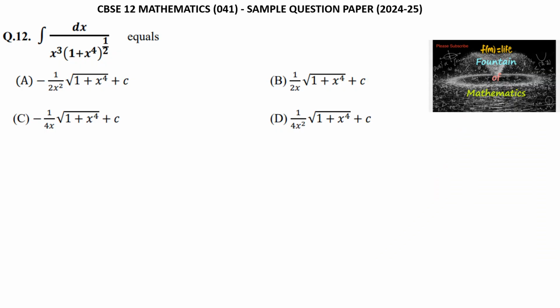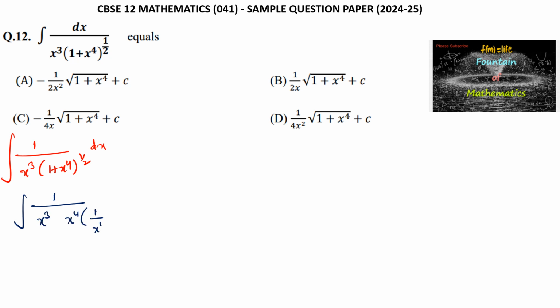So we need to find the integral of 1 upon x to the power of 3 into (1 plus x to the power of 4) whole to the power 1 by 2 dx. So let us take x power 4 common within the bracket. So we'll get 1 upon x to the power of 3 into (x power 4 into (1 by x power 4 plus 1)) whole to the power 1 by 2 dx. Whole power 1 by 2 of x power 4 is x square, so (1 plus 1 by x power 4) whole to the power 1 by 2 dx.